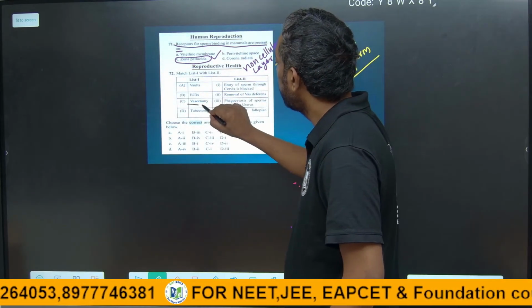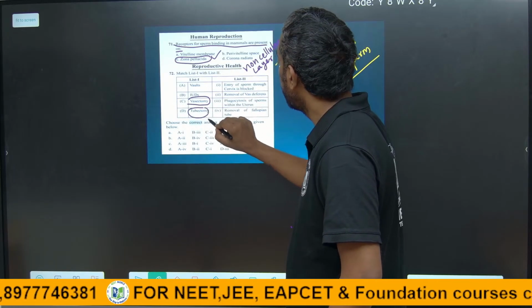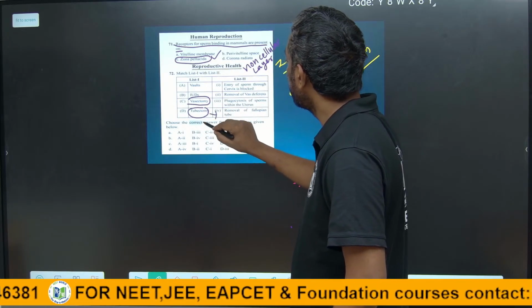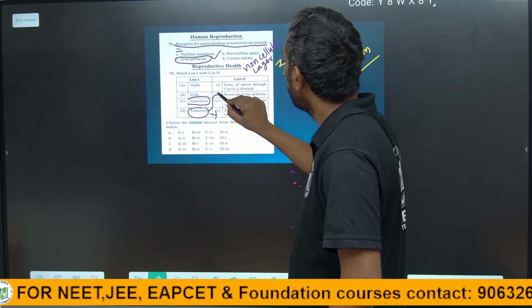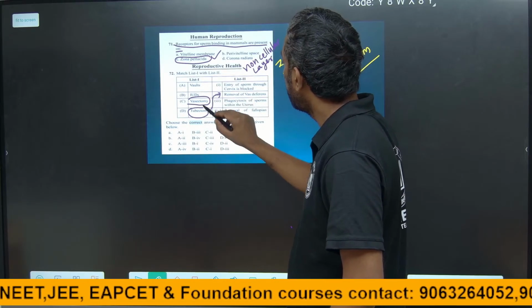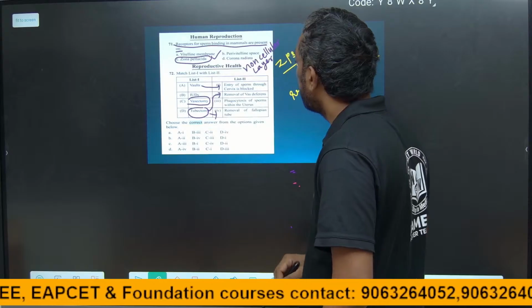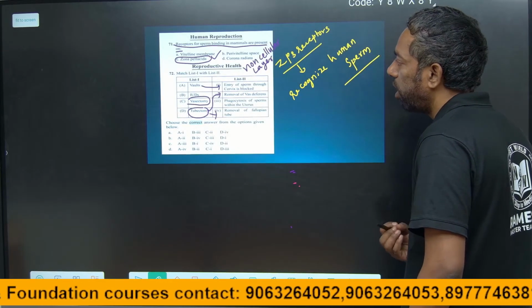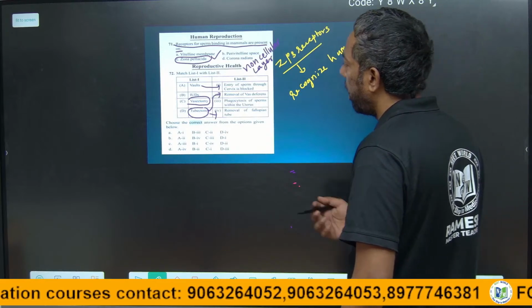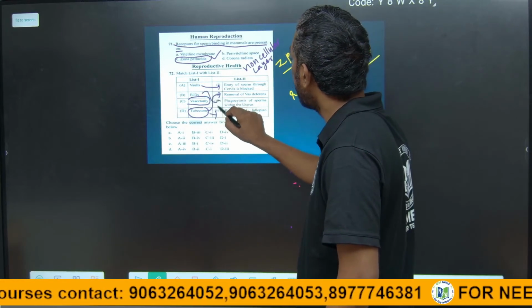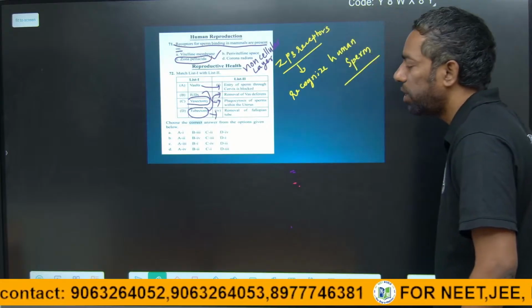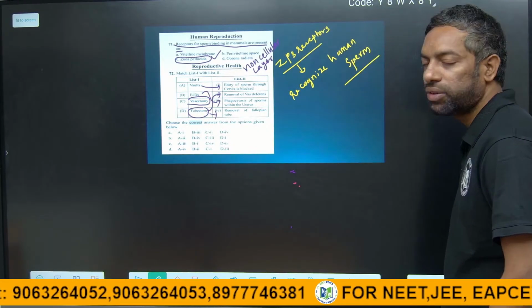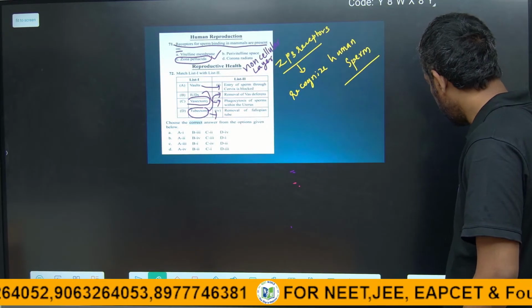Vasectomy, tubectomy. Tubectomy is removal of the fallopian tube. Vasectomy means removal of the vas deferens. Valves block the entry of sperm through the cervix. That is the artificial method. IUDs cause phagocytosis of the sperm in the uterus. This is a very simple question from reproductive health.